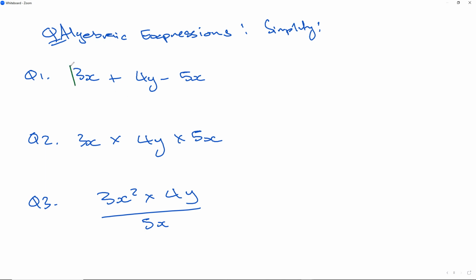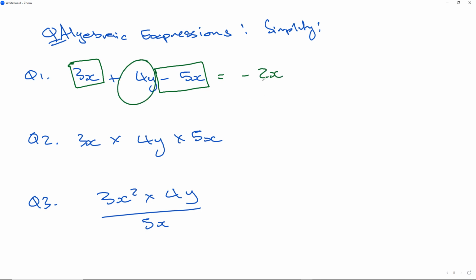It's like terms because it has the same variable. But the 5 is not alone. You have to include the minus with it. And it comes together. So here we actually have 3 minus 5. Okay? 3 minus 5 means it's going to equal negative 2. And all we have is an x in front. So 3x minus 5x equals negative 2x.